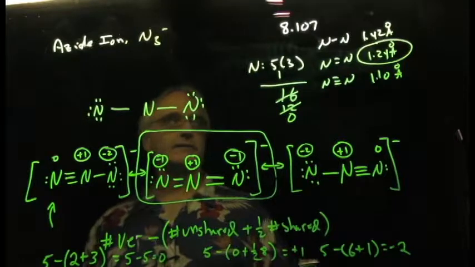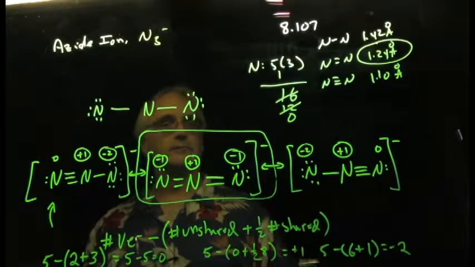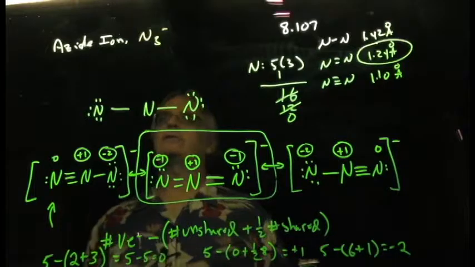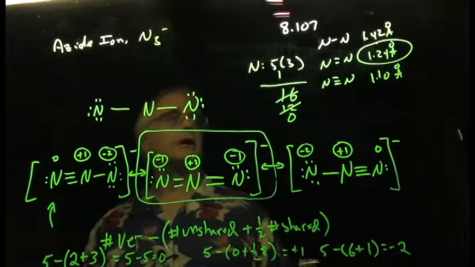What are the bond lengths of the azide ion? 1.24 angstroms. Man, so much stuff in here. Oh, it's just inspiring to think about.